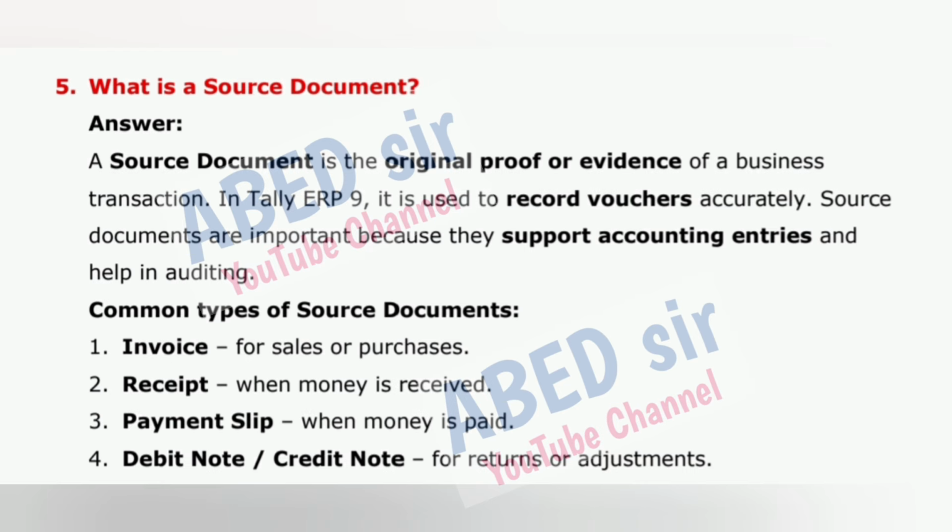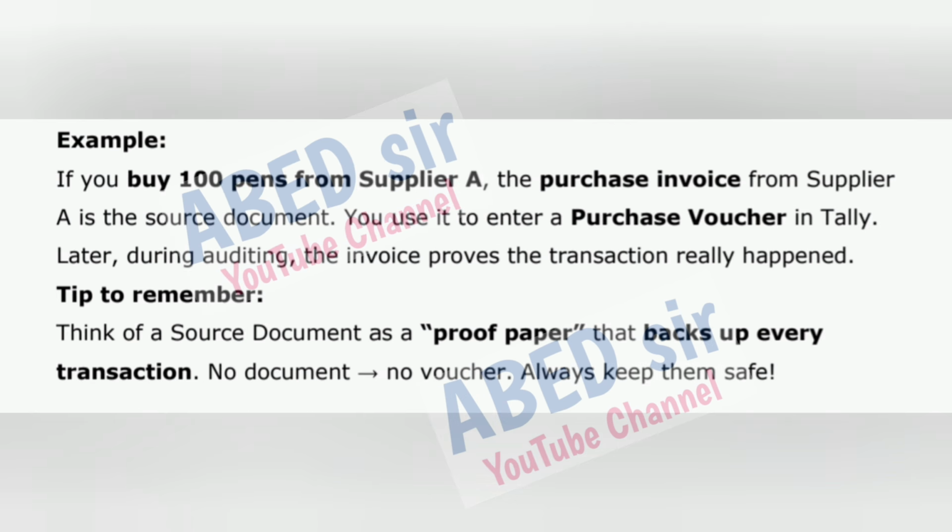Common types of source documents. 1. Invoice for sales or purchases. 2. Receipt when money is received. 3. Payment slip when money is paid. 4. Debit note, credit note for returns or adjustments. Example. If you buy 100 pens from supplier A, the purchase invoice from supplier A is the source document.